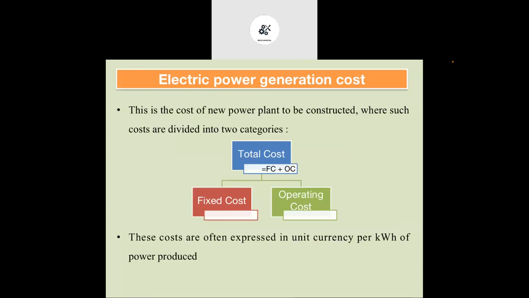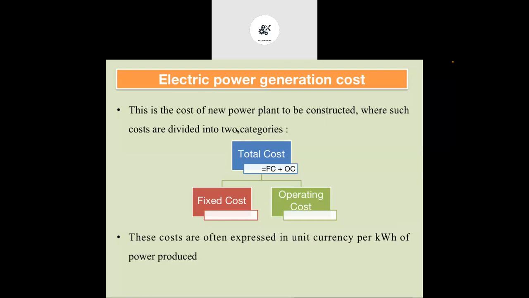So the electricity generation cost is what we are going to see in this particular point. As we know, to generate some electricity there must be some input, and there must be a cost which is related to the electricity generation or the power generation. So generally, the total cost of this particular electricity generation we can divide into two types. The first one is the fixed cost, and the second one is the operating cost.